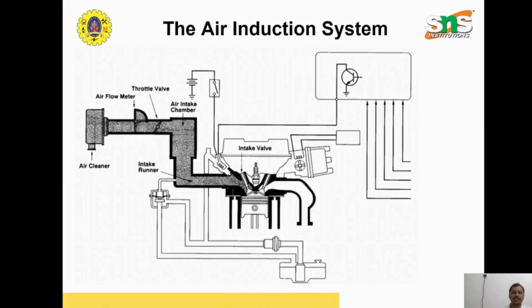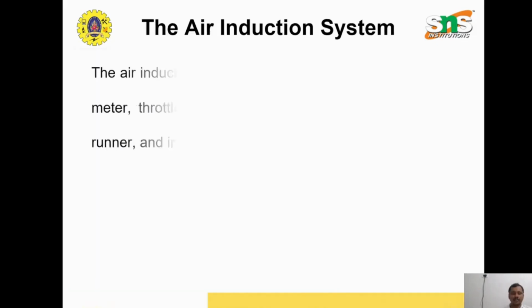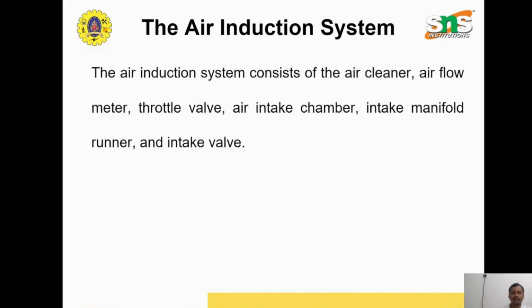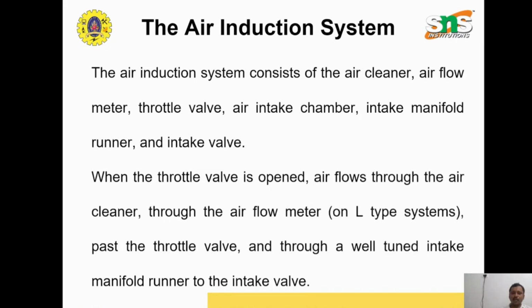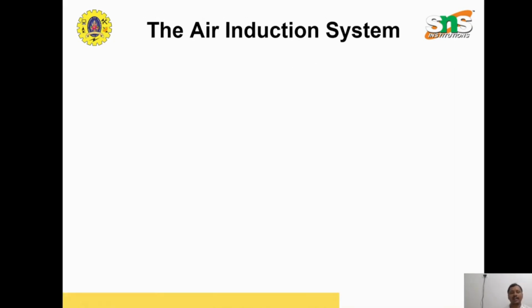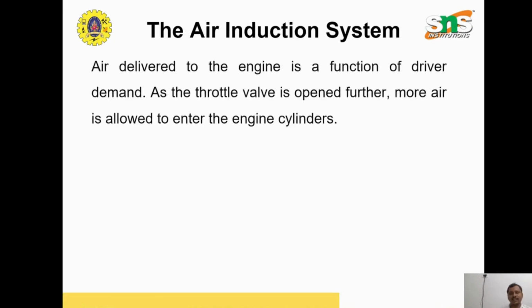In the air induction system, you can see the shaded region: air cleaner, air flow meter, throttle valve, air intake chamber, intake runner, and intake valve are the major components. When the throttle valve is opened, air flows through the cleaner and through the airflow meter. It is basically an L-type system. Air passes the throttle valve and goes through a well-tuned intake manifold runner to the intake valve. Air delivered to the engine is a function of driver demand. As we all know, how much throttle is applied is directly proportional to the air delivered.